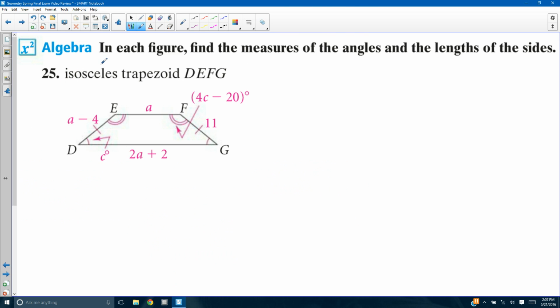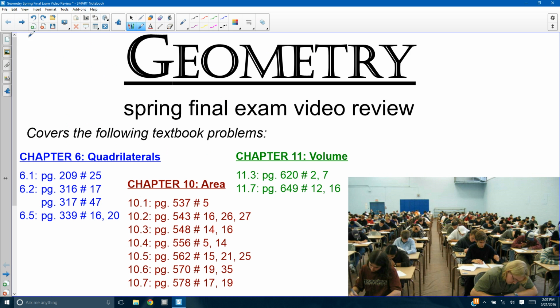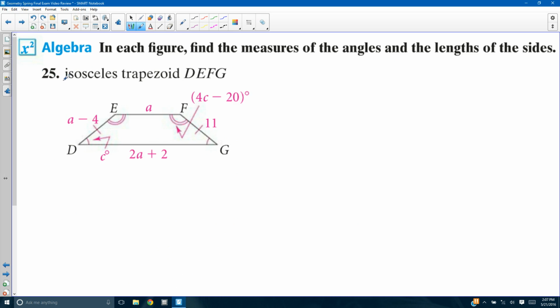So from Chapter 6, on quadrilaterals, this is problem number 25 in section 6.1. I really should make mention of that somehow, which one it is, if I can remember. In each figure, find the measures of the angles and the lengths of the sides. So it's just one figure here. It's an isosceles trapezoid DEFG.